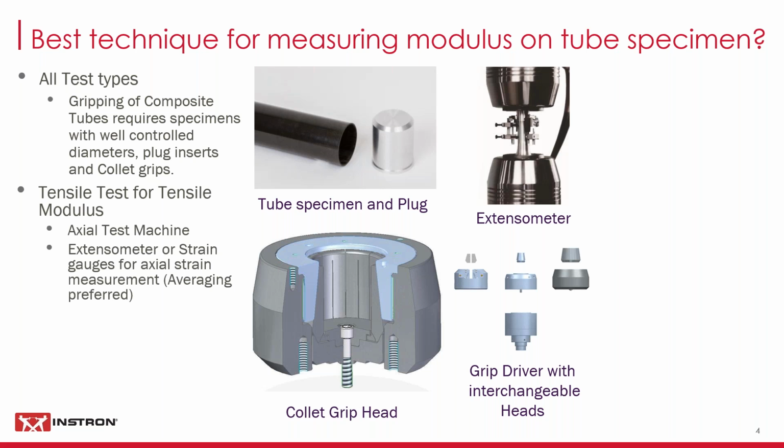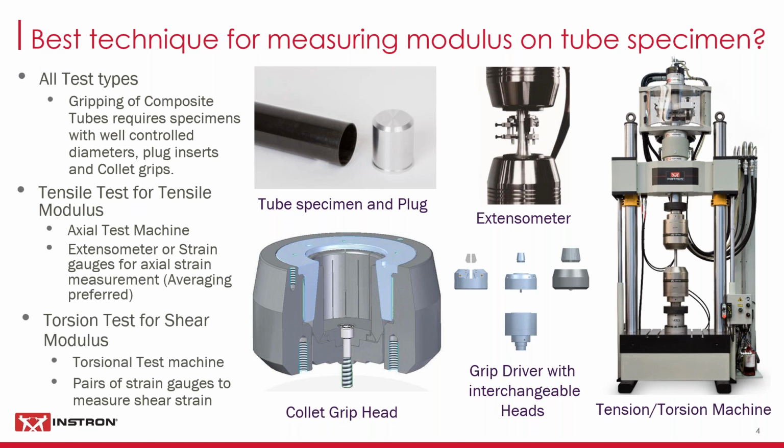If we're looking at modulus for tubes, then axial modulus, obviously need an axial test machine, and then strain measurement in the form of either an extensometer or strain gauges. And as for most composites testing, the recommendation will be to use an averaging extensometer to measure strain on both sides of the specimen, take the average to compensate for any bending effects.